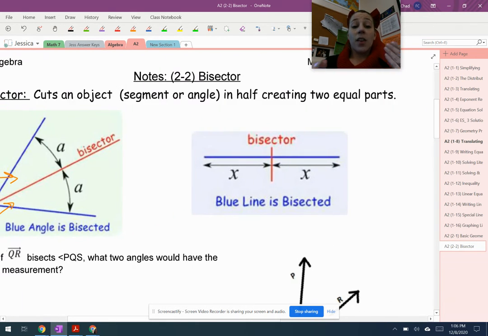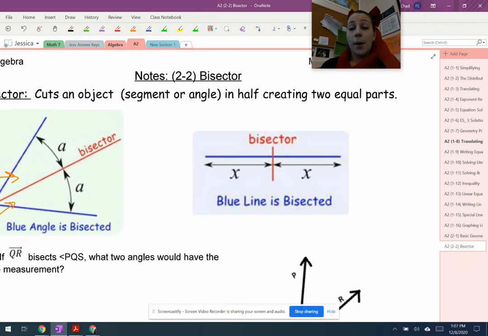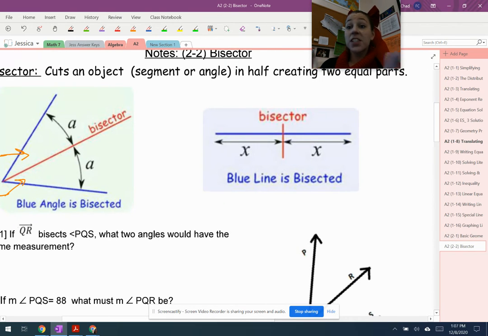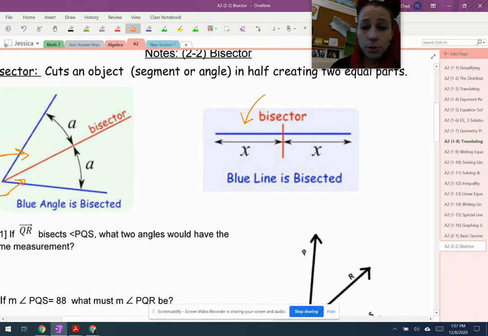Looking at a segment being bisected, or a line segment being bisected, it's the same kind of thing. Except instead of talking about the degrees of an angle, you're talking about the length of the segment. So the bisector, again, cuts that blue line right down the middle, resulting in two equal pieces. That X piece on the left is the same as the X piece on the right. Those are the same distance. They have the same measurement. So just like in the other one, these are also two equal parts.